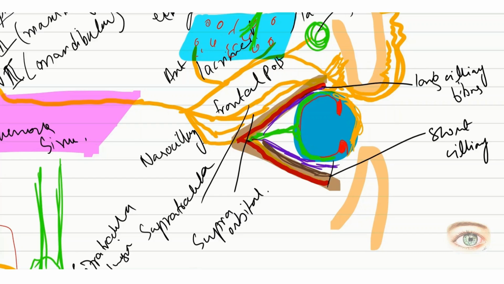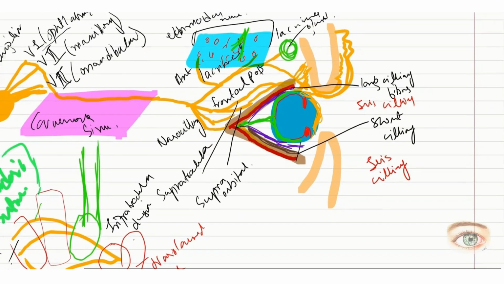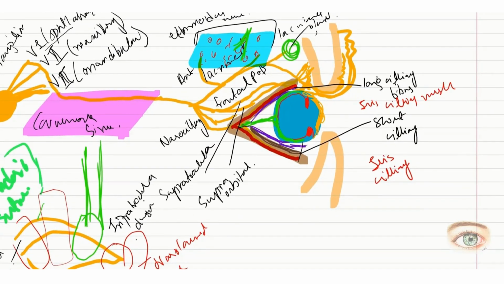Now, what are these fibers going to provide their innervation to? The short ciliary fibers will provide innervation to the iris and ciliary muscle, and the long ciliary fibers will provide innervation to the iris, ciliary muscle, plus the cornea, right?